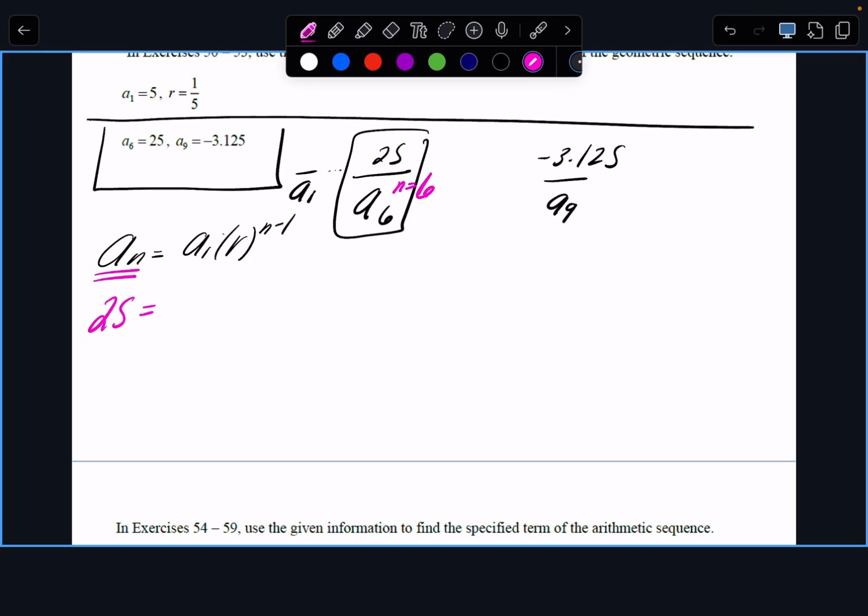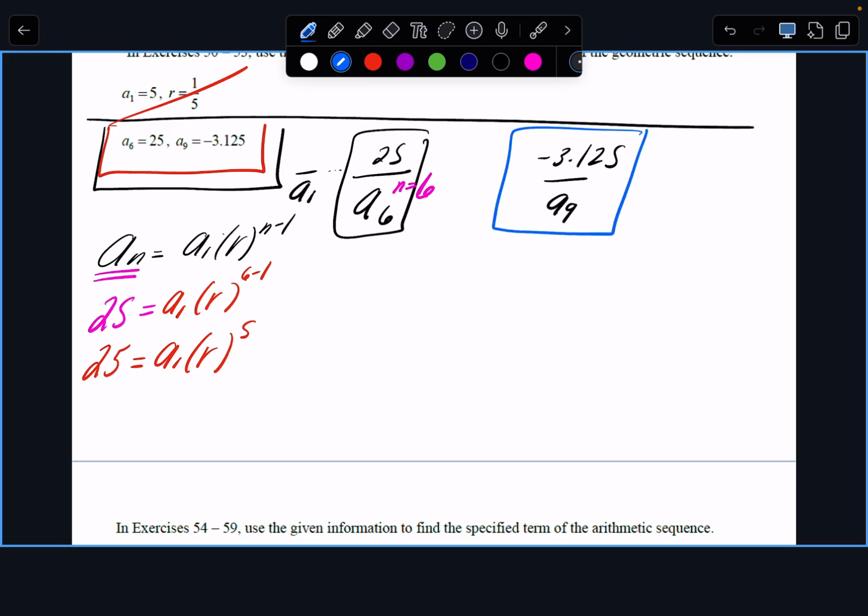Isn't it 25, everybody? Do we know a sub 1? No. Do we know r? No, we don't know it. Look at this. This is a separate problem. So we have 2 unknowns. What is n, though? 6 minus 1. So we have 25 equals a sub 1 times r to the 5th. Do you guys agree we have 2 unknowns? Then you need 2 equations. This is a system of equations. I feel like every time they give 2 different a equals, it's going to be a system.